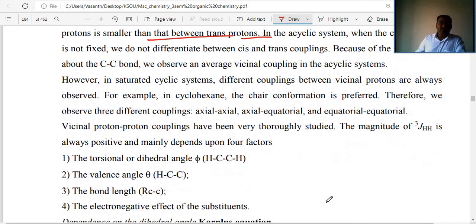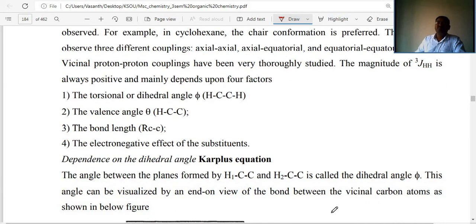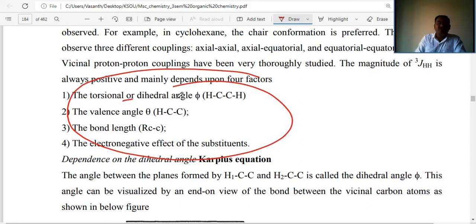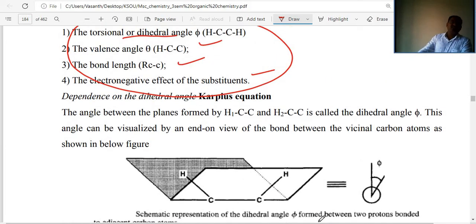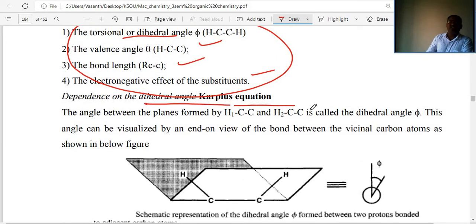These are some very important points. The coupling is positive. It depends on what? The torsional or dihedral angle, the valence angle, bond length and the electronegative effect of the substituents. This is dependent on the dihedral angle in the Karplus equation.